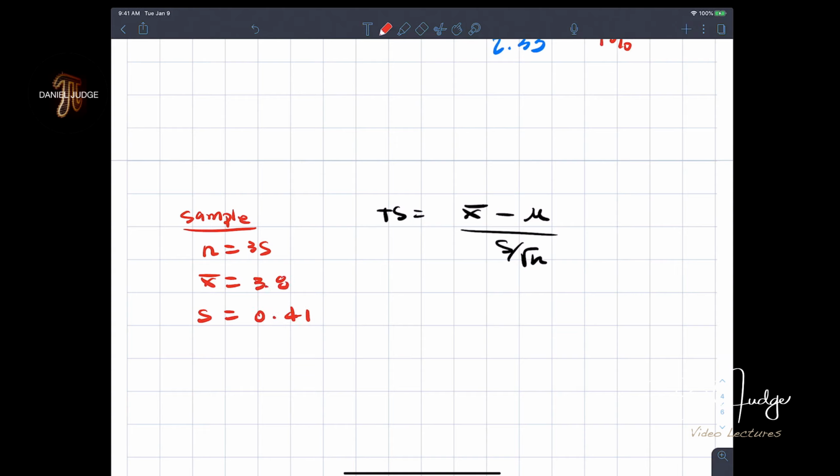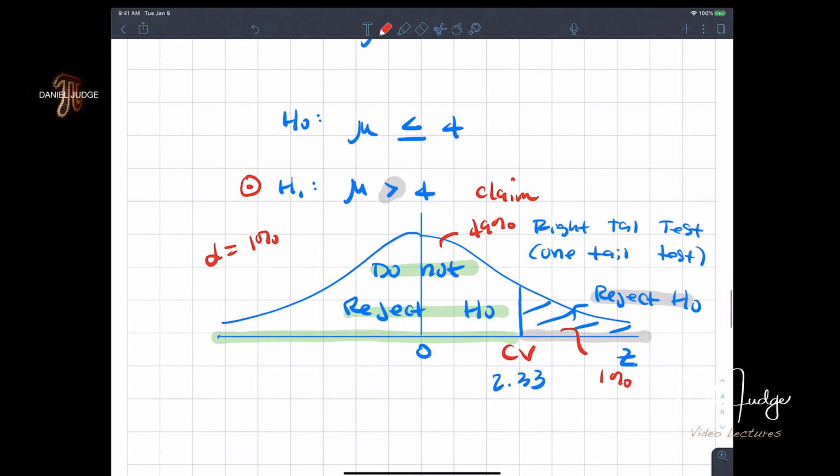Sample standard deviation is 0.41. So we're going to plug those values in. So you say, oh, this is 3.8. S here is 0.41. Sample size is 35. We need to know what mu is. Go up here and find mu.